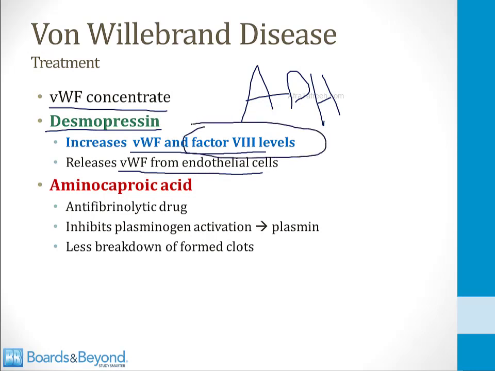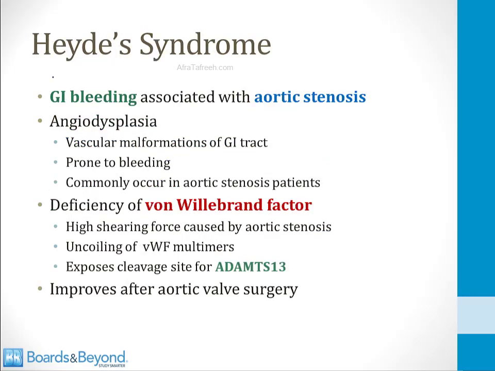And then another drug that can be used in von Willebrand disease is called aminocaproic acid. This is an antifibrinolytic drug. It inhibits plasminogen activation to plasmin, and plasmin, as you may know, breaks down fibrin clots. So if you administer this drug, there is less breakdown of whatever clots can form, and therefore whatever von Willebrand factor is available in the plasma can be more effective because the clots that it leads to do not get broken down so easily. The last disorder I'll mention in this module is a rare condition called Hyde syndrome.